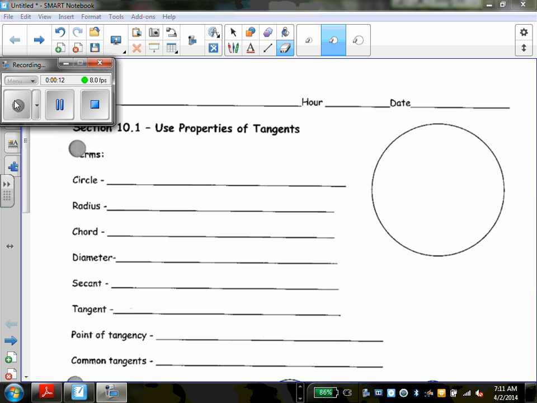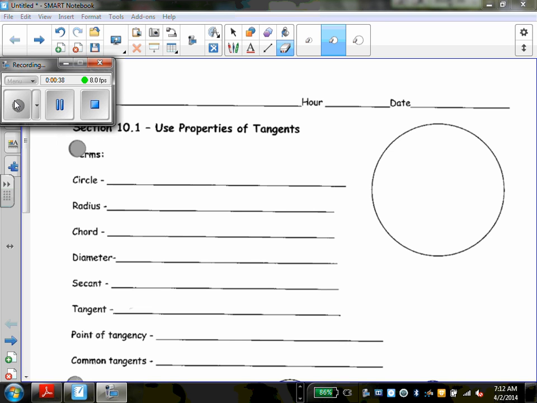10.1 is all about the idea, well, first of all, we're going to introduce some terms that are used with circles, and then we are going to talk more specifically about one of those, which is called a tangent to the circle. This is different from the tangent that you learned about in trigonometry. Same word, different use. You'll see how it plays out. You'll see some of the rules that surround it.